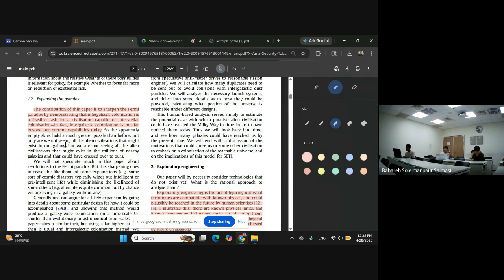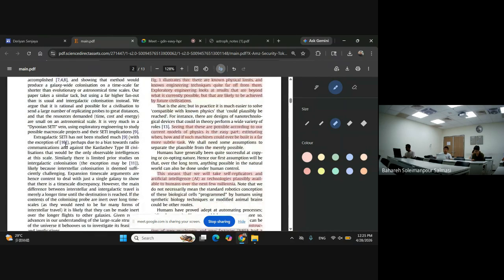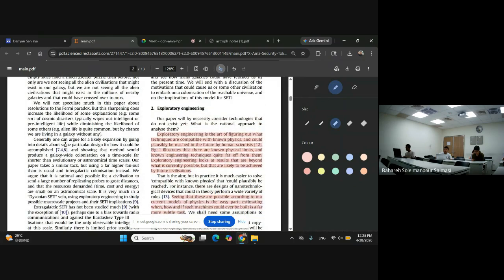So the contribution of this paper is to sharpen the Fermi paradox by demonstrating that intergalactic colonization is a feasible task for a civilization capable of interstellar colonization. Then they start to mention the exploratory engineering.